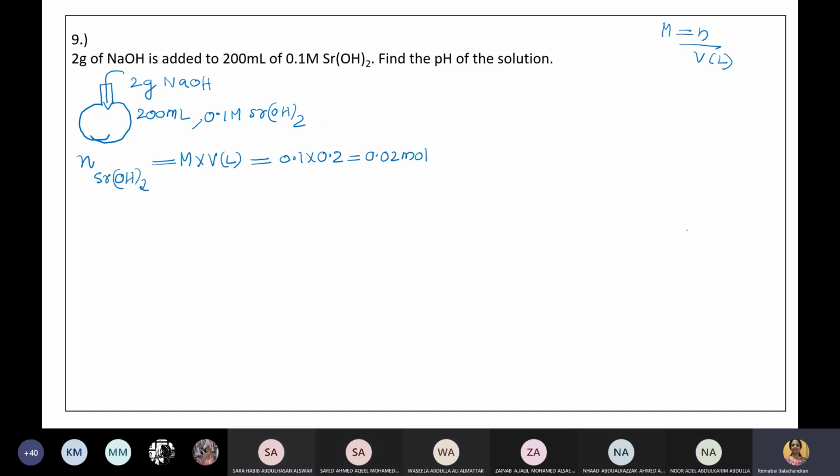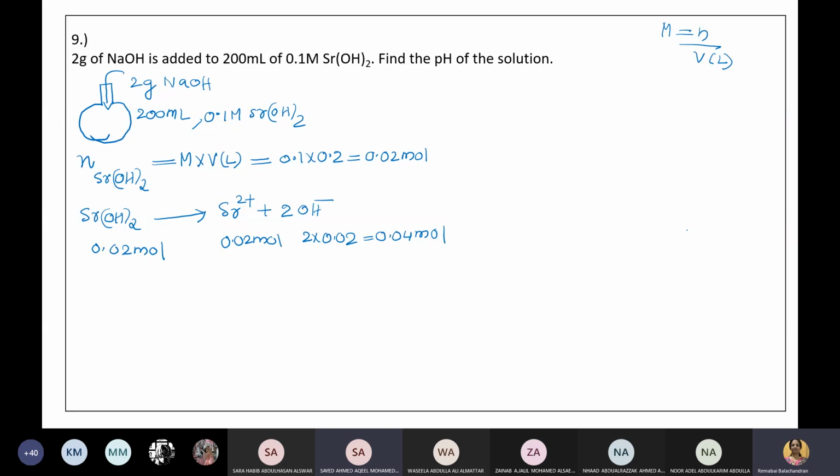Okay. Now, Sr(OH)2 is a strong base. It ionizes completely, and you get Sr2+ and 2OH minus. You have 0.02 mole of Sr(OH)2. This will be 2 times 0.02 mole, that is 0.04 mole. So initially we had 0.04 mole of OH minus, correct?